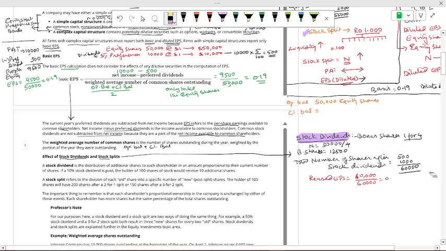Automatically, what will happen? For 50,000 and 12,500, the total is 62,500. How much will we get? 0.16.